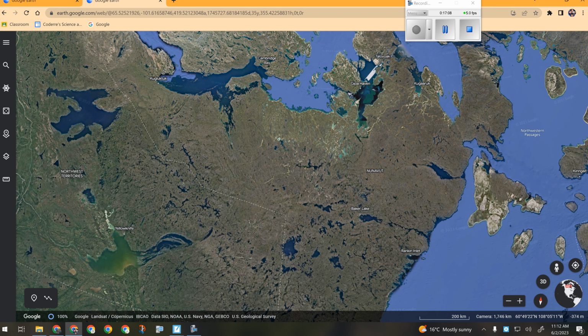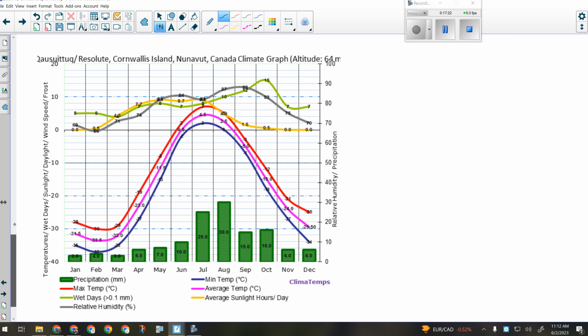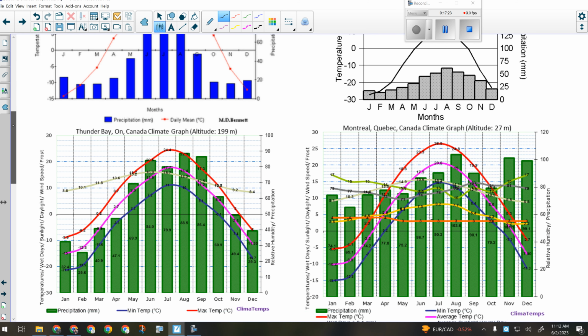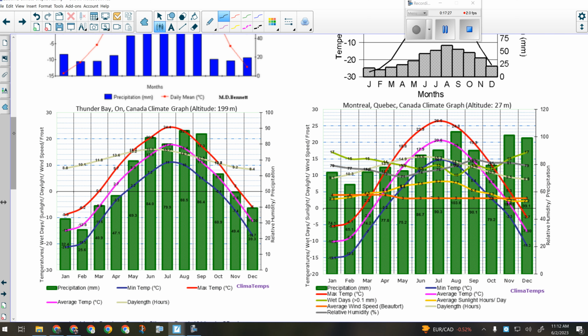All right, and then my next group, I called Canadian Shield. I think I walked around and saw some people had called it Central Canada, and that would be Toronto, Montreal, and Thunder Bay. They had pretty similar climate. So there's Thunder Bay, there's Montreal. Certainly their precipitation lines are a little bit different, but not significantly so. Their temperature lines are virtually identical.